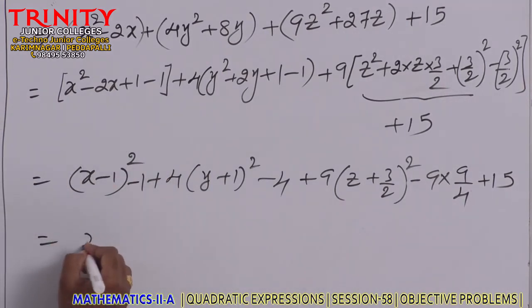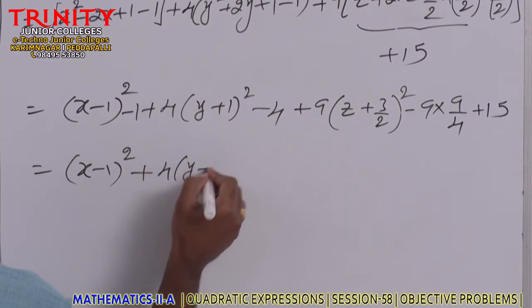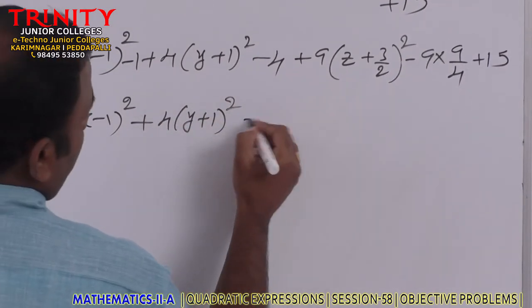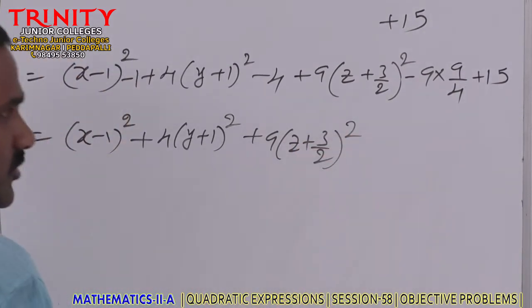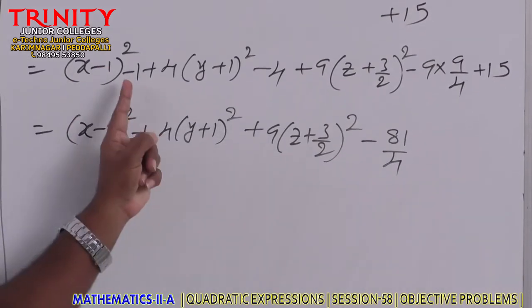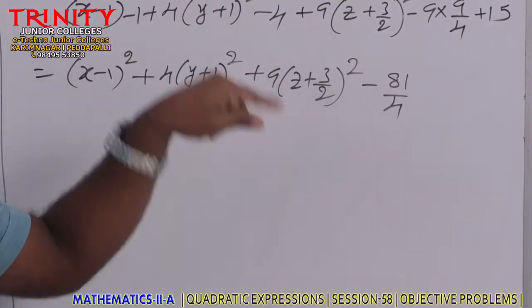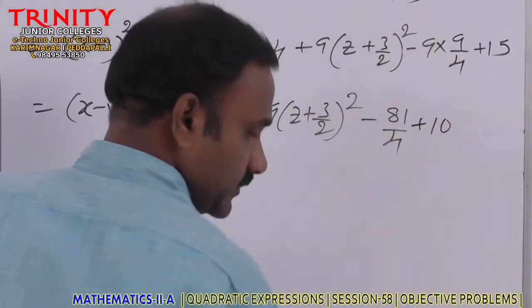Now what will be its value? (x minus 1) whole square plus 4 into (y plus 1) whole square plus 9 into (z plus 3 by 2) whole square, minus 81 by 4, minus 1, minus 4, minus 5, plus 15. Therefore it is 10.